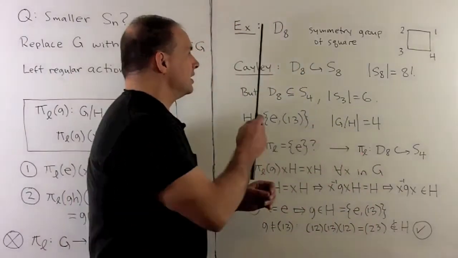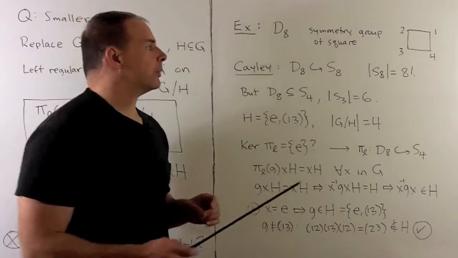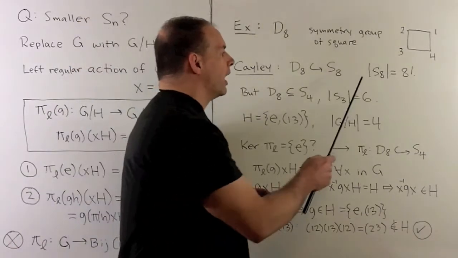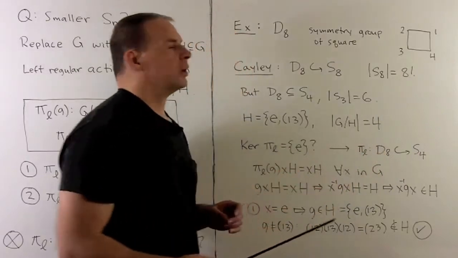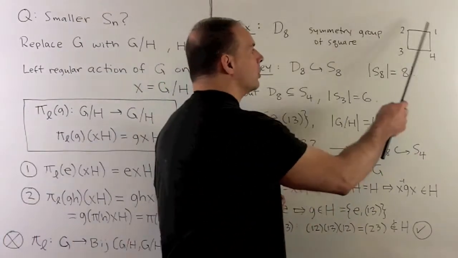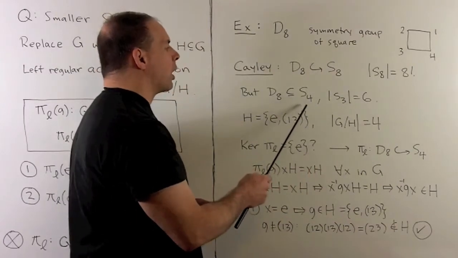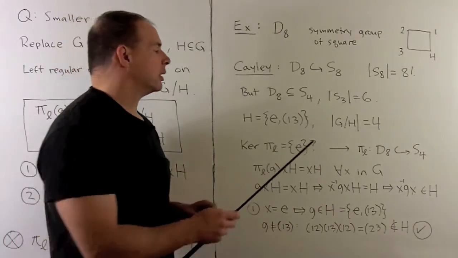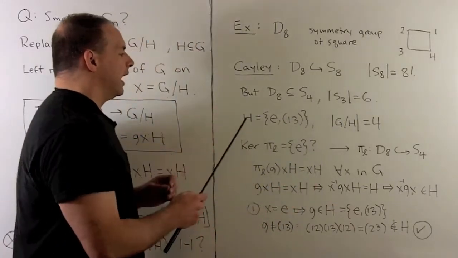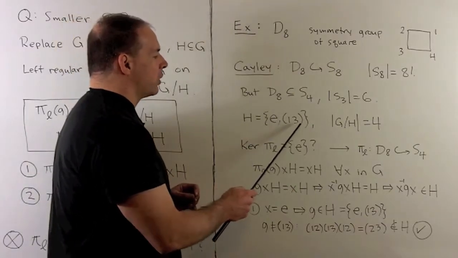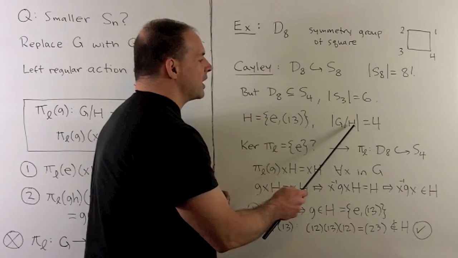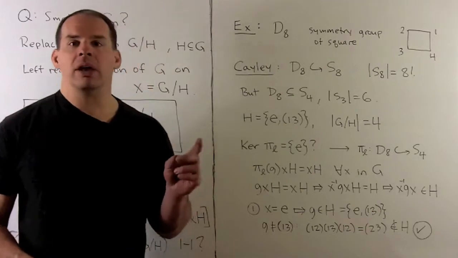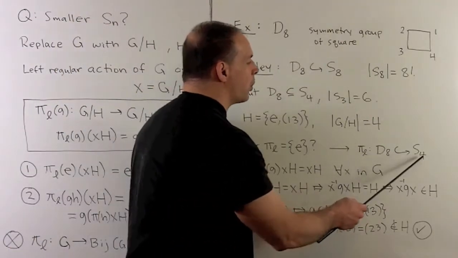So we'll consider D sub 8, the symmetry group of the square. By Cayley, we can embed D sub 8 in S8. So S sub 8 has 8 factorial elements. But we note, if we just consider the labels, D sub 8 sits inside of S4. Can't do any better than that because the order of S3 is equal to 6. Now, if I consider H equal to the identity and the 2-cycle (1 3), the left coset space has 4 elements. So if I can show that the kernel of pi is the identity, we have 1 to 1, and I can embed D sub 8 into S4 as expected.